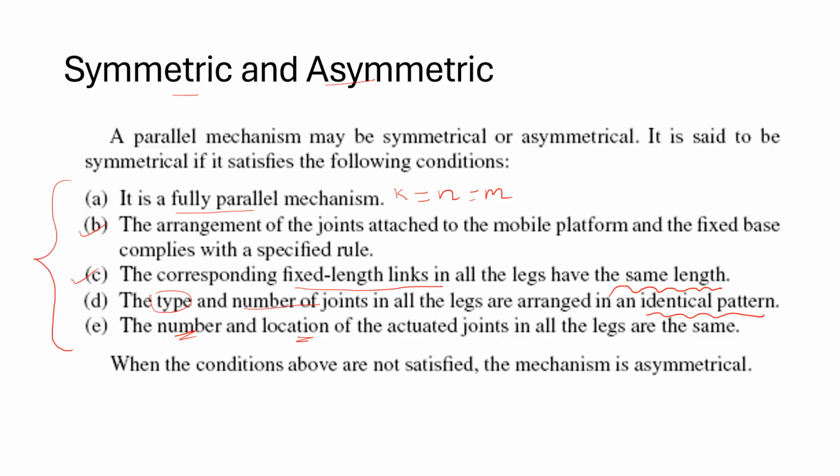So once again, I will just repeat. The first condition is that it has to be a fully parallel mechanism, and the joint arrangement which connects the end effector and the base has to comply with certain specified rules, and the corresponding fixed length links should have the same length, and also the type of the joints and the number of the joints that are used in all the legs should be arranged in an identical pattern, and the number and location of the actuated joints in all the legs are the same. If these conditions are satisfied, then we say the parallel mechanism is symmetric.